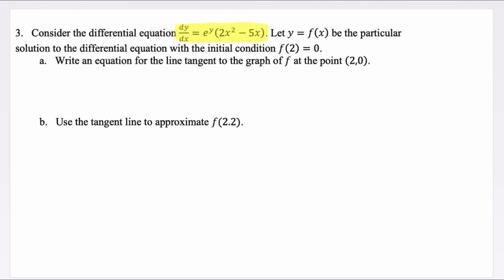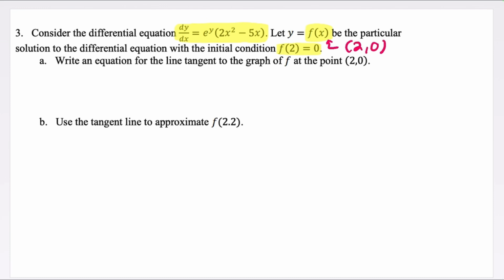Now, they're saying that this is the derivative of f of x. So f of x is our original function. And we're saying that that is a particular function that would have this derivative. And that particular function that has this derivative has an initial condition of f of 2 equals 0. So that initial condition, f of 2 equals 0, represents an input and an output on the original graph. So on the original graph, f of x, (2, 0) is a point that is on that graph.